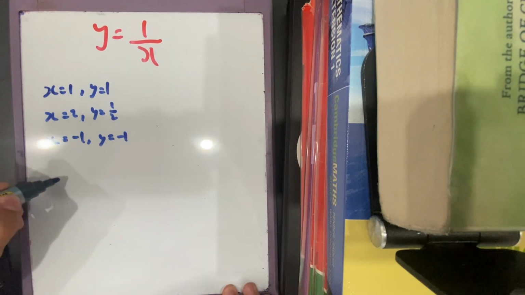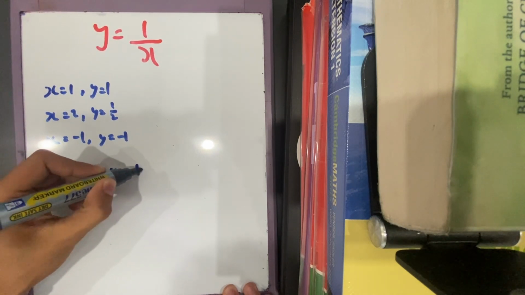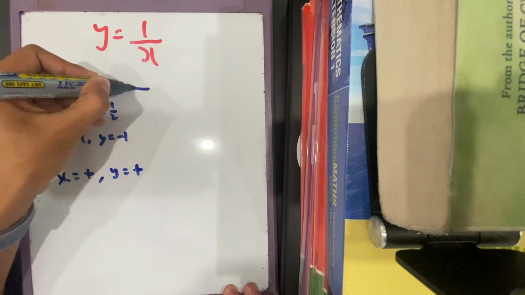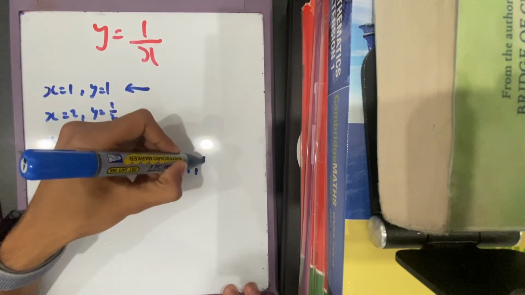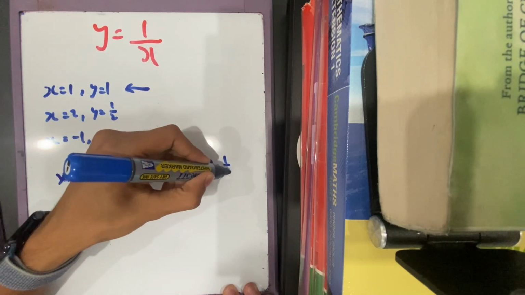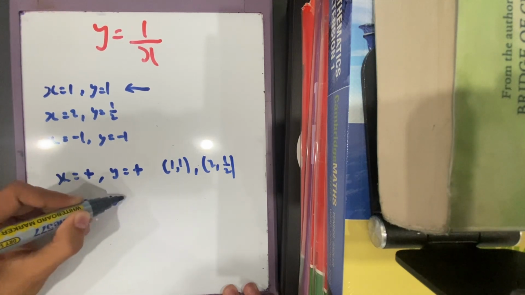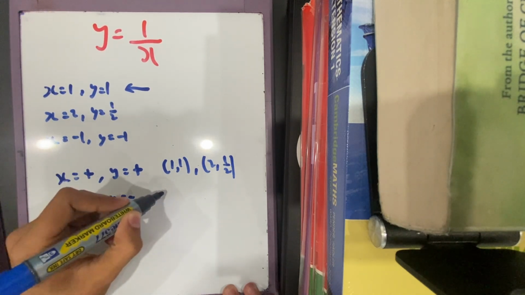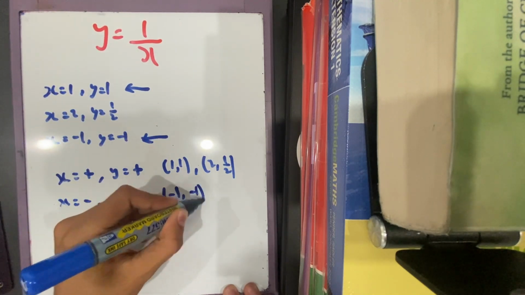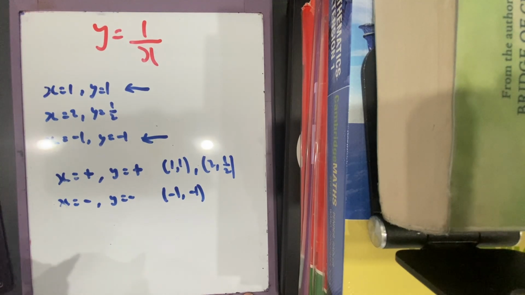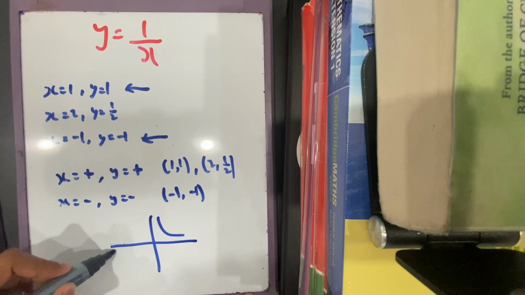When x is positive, y is also positive, which gives us, we can look here, the points 1, 1, and 2, half. When x is negative, y is also negative, which is shown by these points, -1, -1. These points show us that this curve has two branches, one in the top right and one in the bottom left.